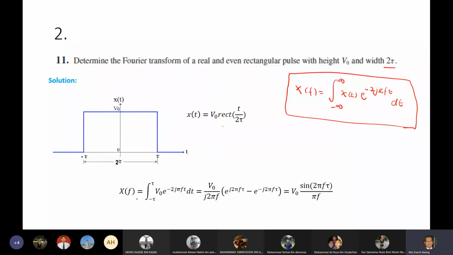So x of f equals the integration from minus tau to tau of V naught e to the minus 2j pi ft dt. The integration of this part is 0, so you only live with this one. This is V naught over 2j pi f times e to the 2j pi f tau minus e to the minus 2j pi f tau. So this is equal to V naught sine of 2 pi f tau over pi f. So you get this. Okay.